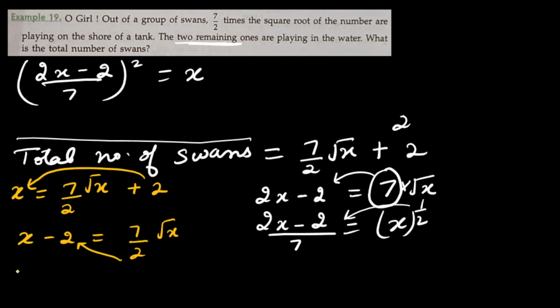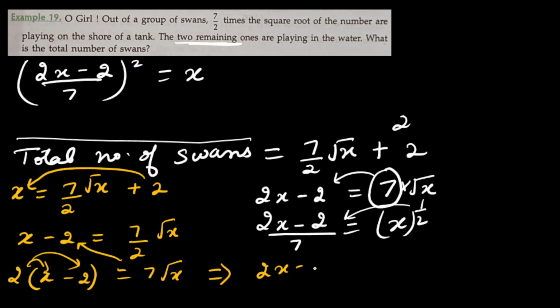Now when this 2 I am shifting to the other side, it will get multiplied. So 2 into x minus 2 is equals to 7 root x. Now what from here I'll get? This we can just multiply. So 2x minus 2 is equals to 7 root x. Now although the thing is same only, but here that process was wrong, the way how I did it.